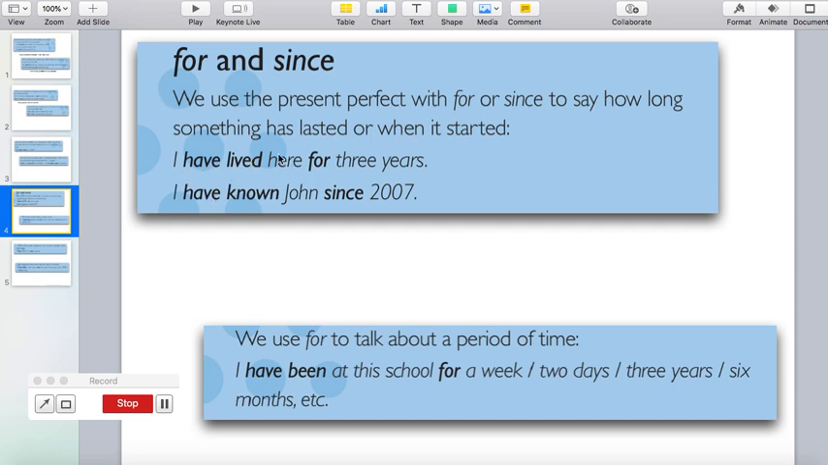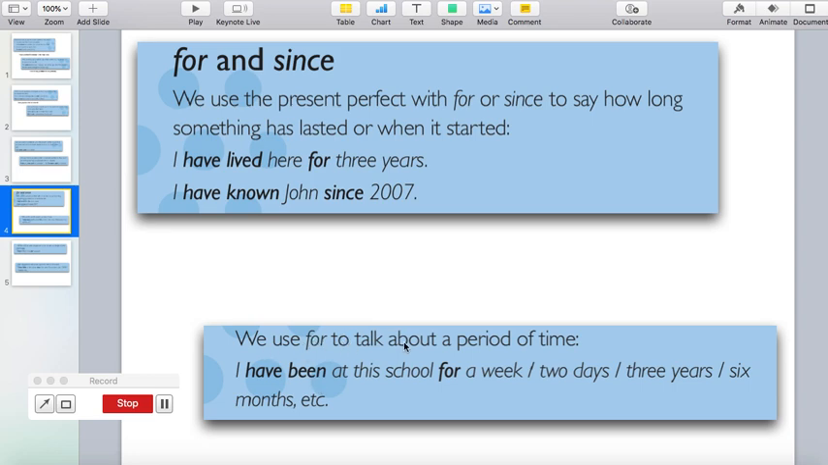I have lived in Constitución or Insurgentes for 3 years, for 30 years, okay? This is the period of time. Also, you can say, I have known this person since 2007. Remember, the pronunciation is since, it is not sign, okay? It's since. Now, what is the difference? We are going to finish with this.